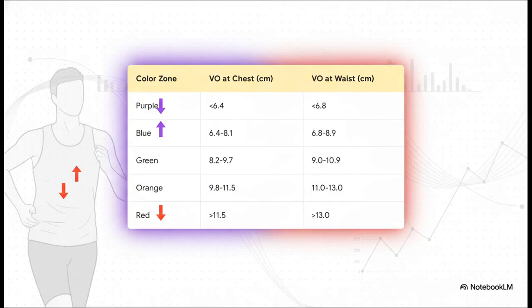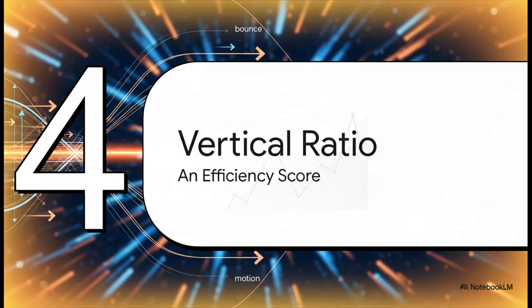So let's look at the numbers again. Those elite runners in the purple zone, they keep their vertical bounce below 6.4 centimeters. Meanwhile, you've got less experienced runners down in the red zone bouncing more than 11.5 centimeters. That's a massive amount of extra up and down motion on every single stride. Now we get to the master metric. This is the one that kind of ties everything together. It's called vertical ratio.